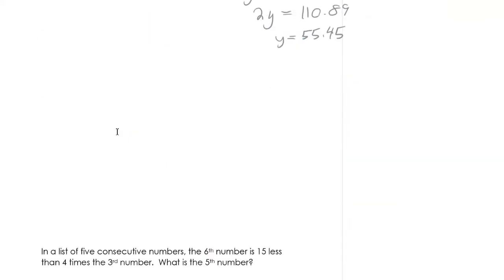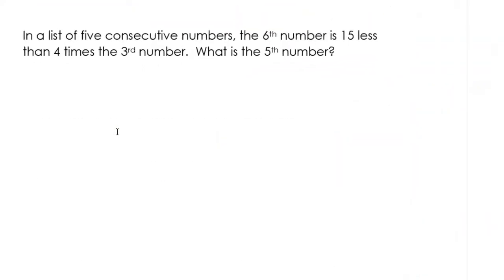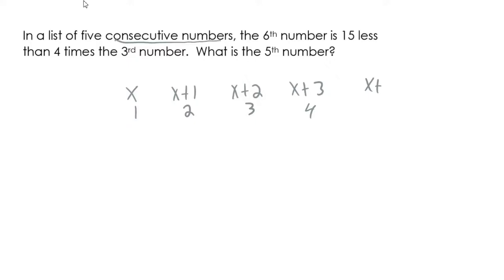So, we've got a couple more questions to look at here. In a list of 5 consecutive numbers, the 6th number, and so on. Okay, let's talk about consecutive numbers. Consecutive numbers, you can represent them with x, and the next number would be x plus 1, because if numbers are consecutive, they're integers, one after the other, that means they're separated by 1. So if I want to represent all my numbers, I can do as many as I want like this. This is the first, the second, the third, the fourth, the fifth, and the sixth.